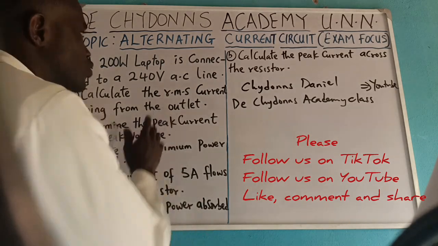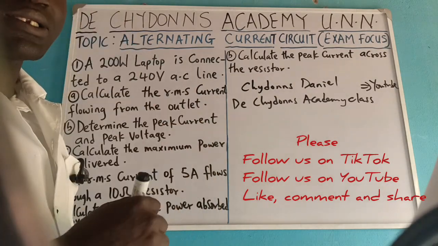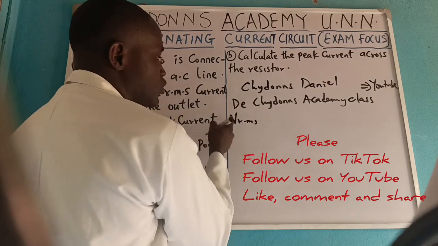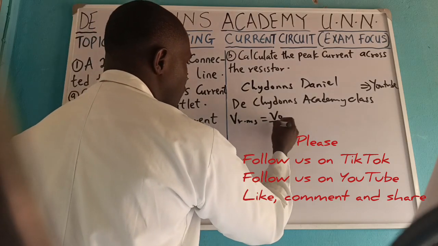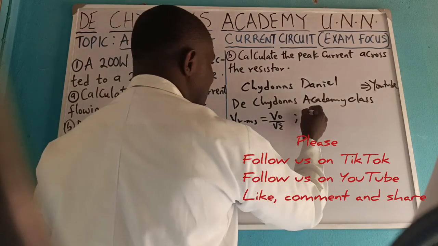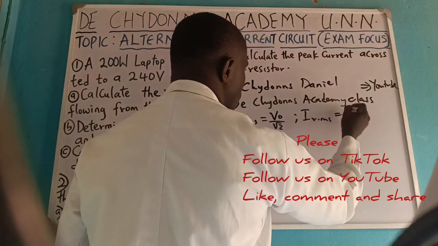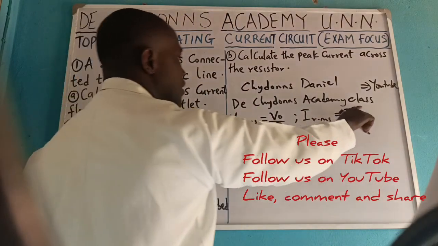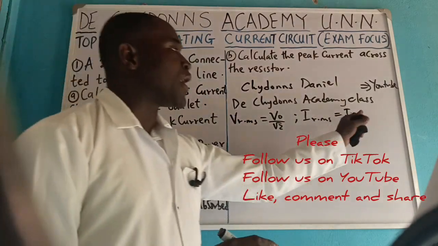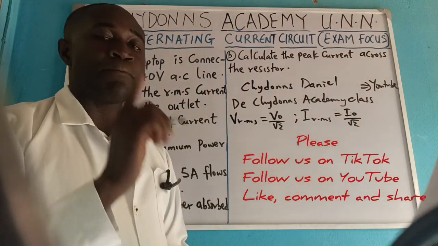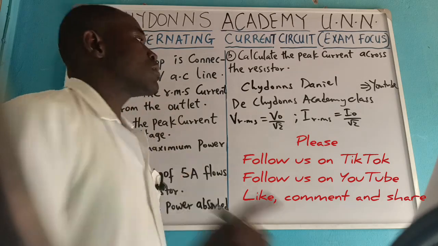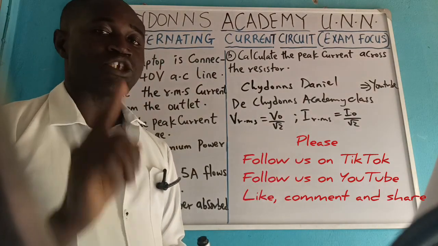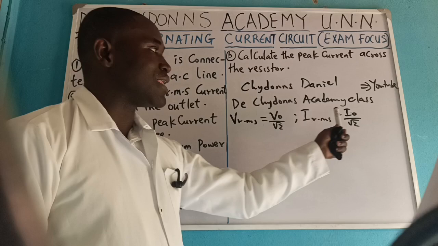Now, if you want to solve this question, there are important points we talked about in that video. We said that the root mean square voltage, V rms, is equal to V0 over root 2. We also said that the root mean square current, I rms, is equal to I0 over root 2. What do we mean by V0 and I0? I0 means the peak current or the maximum current. Peak or maximum, they are synonymous. Then V0 means peak voltage or maximum voltage. Look at how they are related.